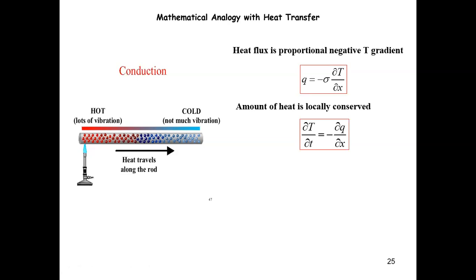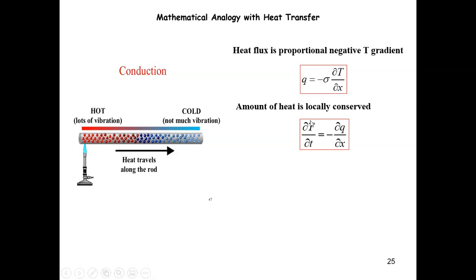The amount of heat passing through a specific unit area per unit time is proportional to the temperature gradient of the system, and the constant of proportionality is what we call the heat conductivity, right? And also you have the local conservation of heat.